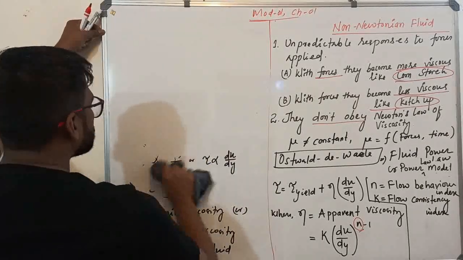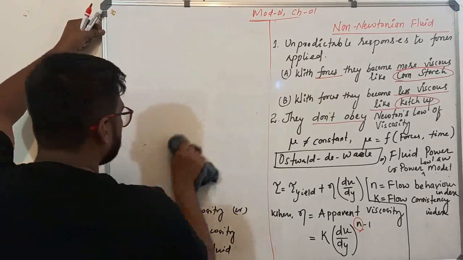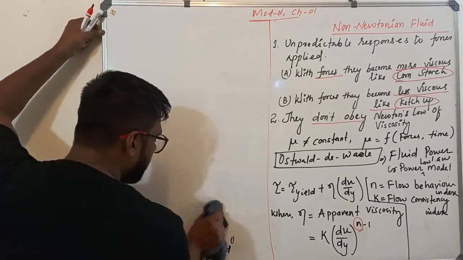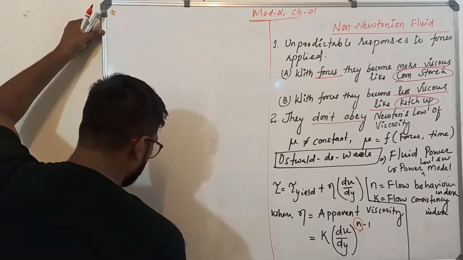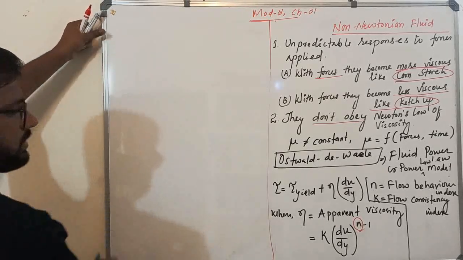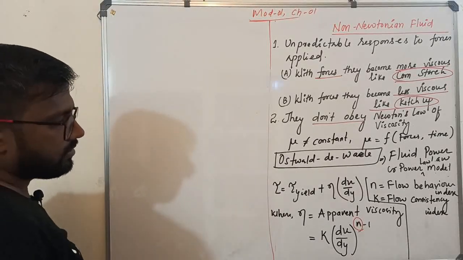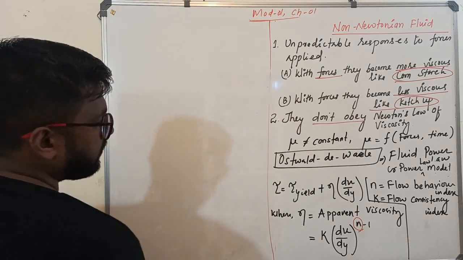That is, with force the viscosity increases, or with force the viscosity may decrease. That's why here viscosity is not an absolute property; rather, it is an apparent viscosity. The apparent viscosity eta equals k (du/dy)^(n-1).